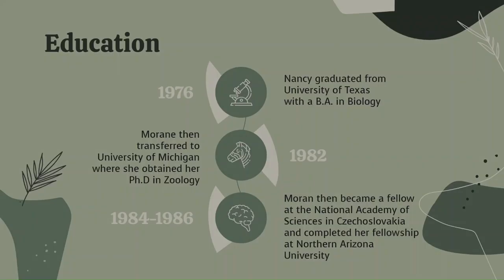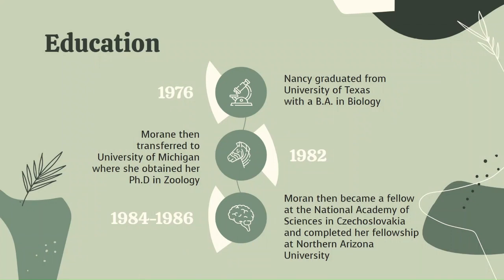So with her education, Nancy graduated from University of Texas with a Bachelor in Biology in 1976. Moran then transferred to University of Michigan, where she obtained her PhD in zoology in 1982. And then in 1984 to 1986, Moran became a fellow at the National Academy of Sciences in Czechoslovakia and completed her fellowship at Northern Arizona University.